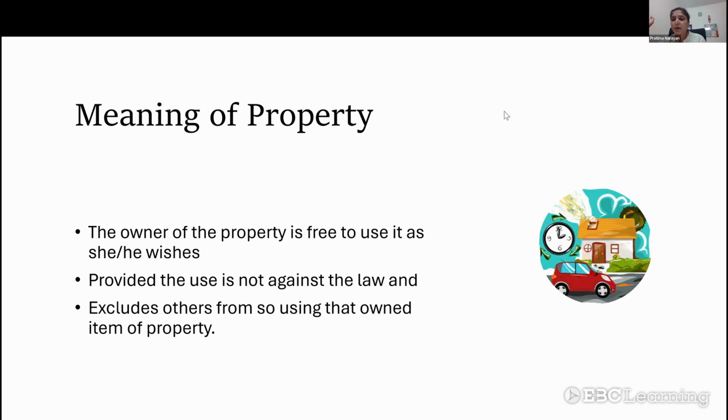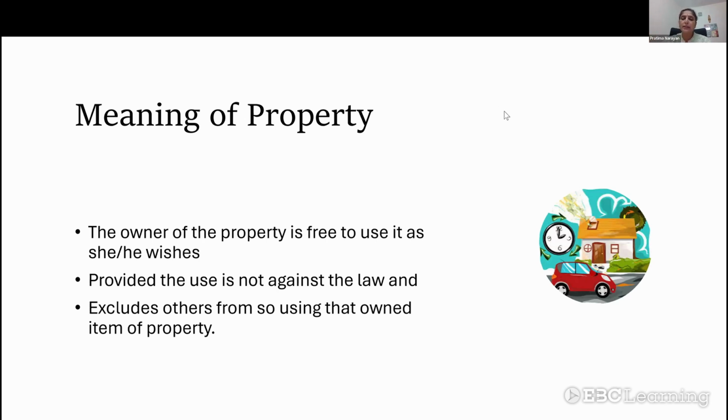Provided it's not against the law, provided I'm not infringing somebody else's IP, and giving it, licensing it to someone else. And while I'm the owner of this intellectual property, I should exclude others from using that owned intellectual property. Am I correct? So I will exclude others, I'll eliminate others. That's where I get something called exclusive right. We use a very specific nomenclature in the intellectual property space, where we call it exclusive right.